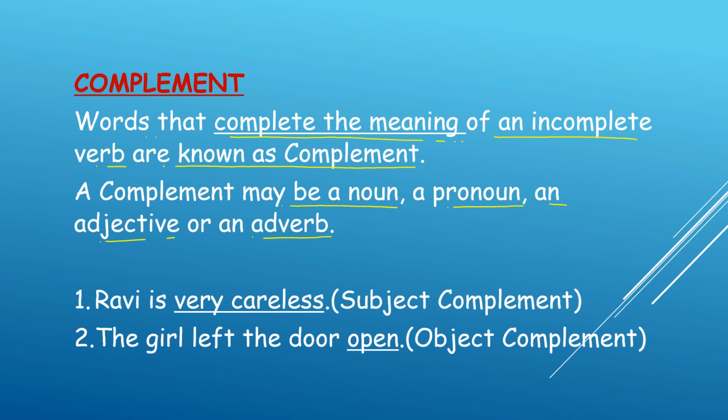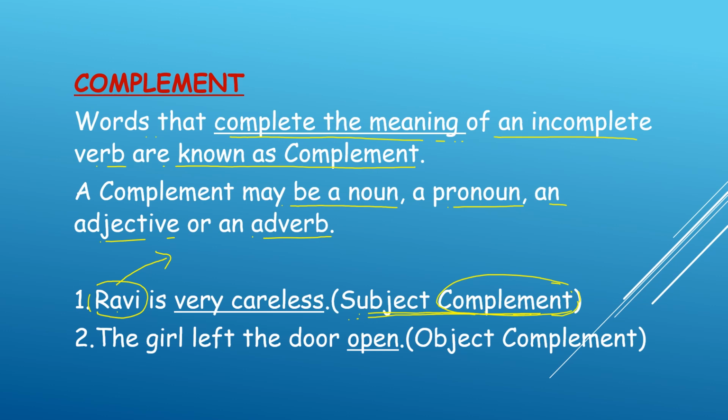For example, Ravi is very careless. So here we can see that it completes the meaning. So what Ravi is? Ravi is very careless. So here we are talking about Ravi, and Ravi is a subject, and that's why it is a complement. The meaning of complement is that we are just talking about something. No action is done, nothing. So it is called a complement. And we are talking about the subject Ravi. That's why it is called subject complement.